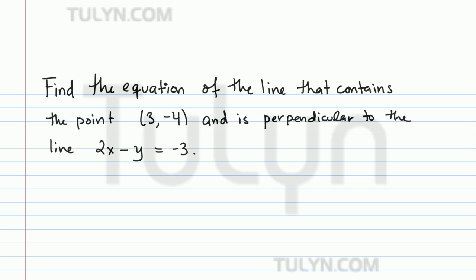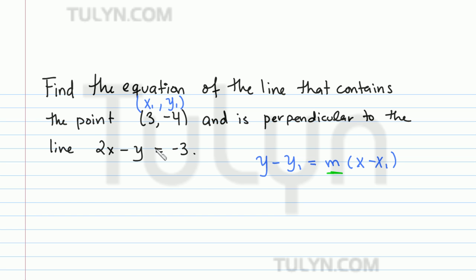Now to find the equation of a line, we use the point-slope formula, which is y minus y1 is equal to m times x minus x1. And we have one of our points, which is (3, -4). That's our x1 and y1. So what we need to find, what's left over, is the slope, which isn't given outright.